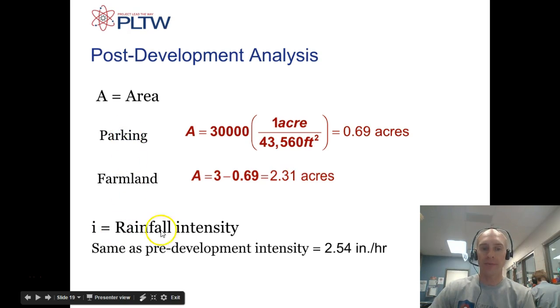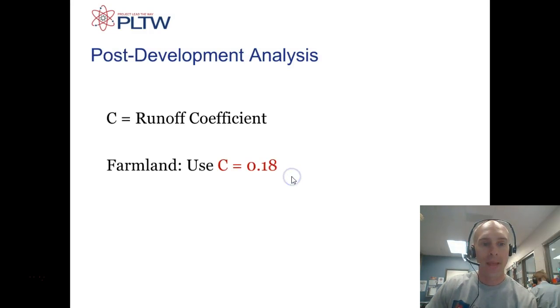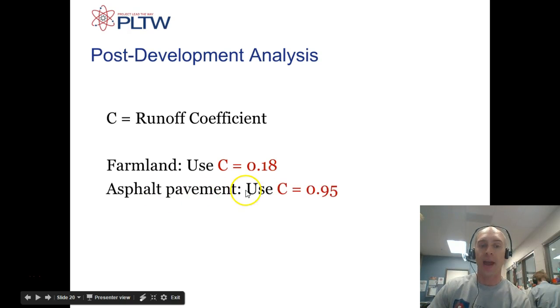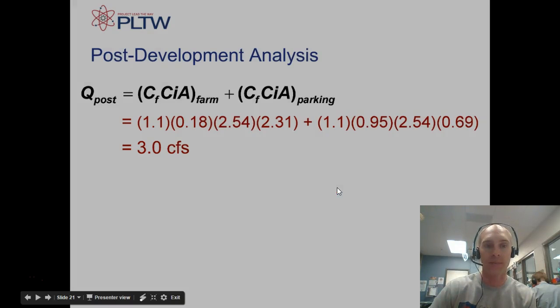So that was that parking. Rainfall intensity is the same, still 2.54. So you found all that information. You just have to plug it into the equation twice, one using this area, one using this area. So let's take a look at that. Still, again, runoff coefficient for farmland is 0.18. We do have to find asphalt. Asphalt in the table that you're going to see is 0.95. It's a really high value because it's very low infiltration, so most of that water is running off.